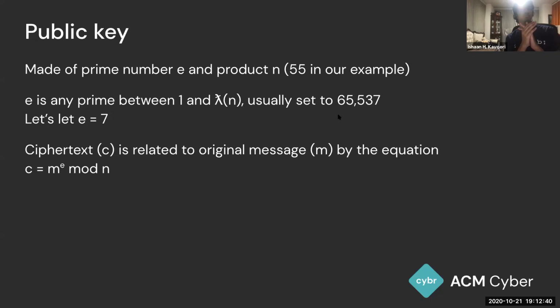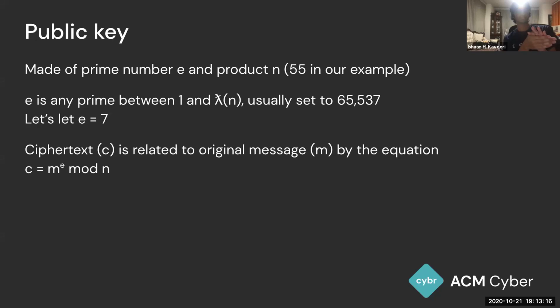Okay, so now to generate the public key. The public key is made up of another prime number E and the value of N, which is 55 in our example. Now E is any prime number between 1 and lambda. In real scenarios, this is usually set to 65,537. I don't know the reasoning behind that. But for our example, let's use E equals 7, right? 7 is between 1 and 20, and it's a prime number.